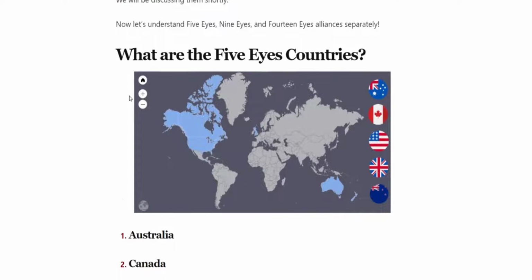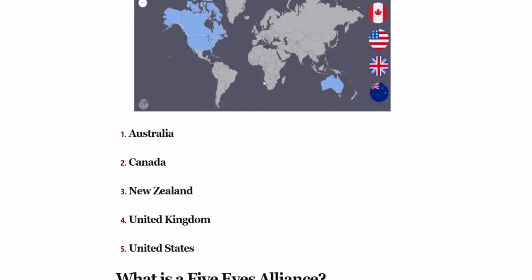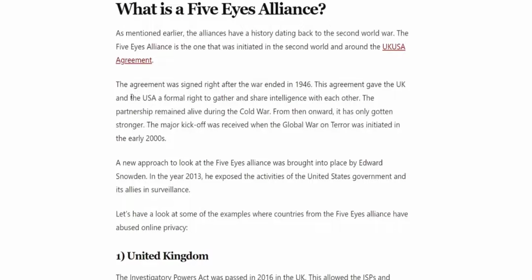So what countries are in the 5 eyes? Of course, it shows it right here, nice little graphic. We have Australia, Canada, New Zealand, UK, as well as the United States. 5 eyes was signed right after World War II in 1946. The agreement gave the UK and the US a formal right to gather and share intelligence with each other.